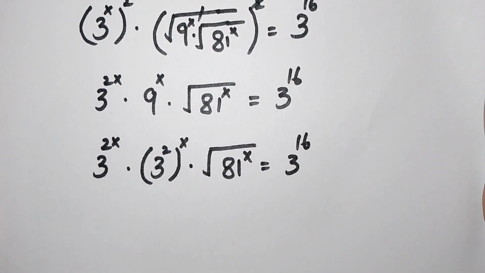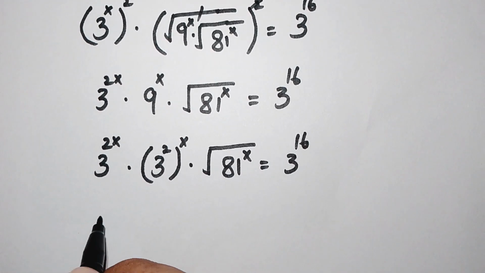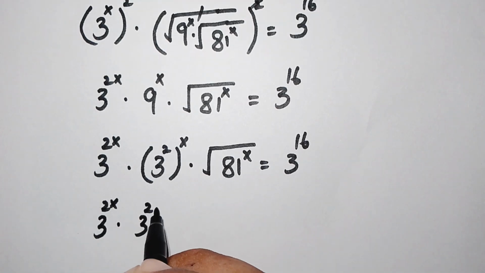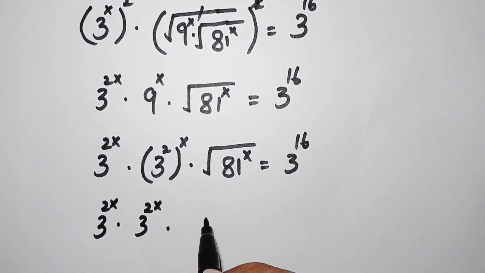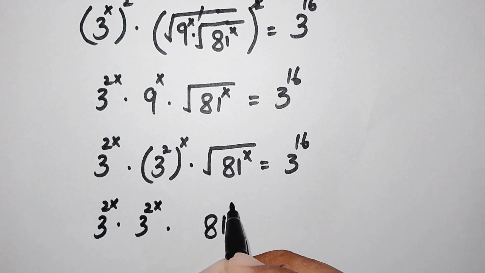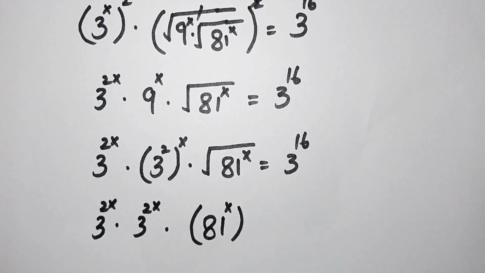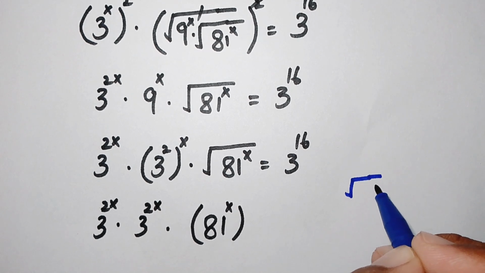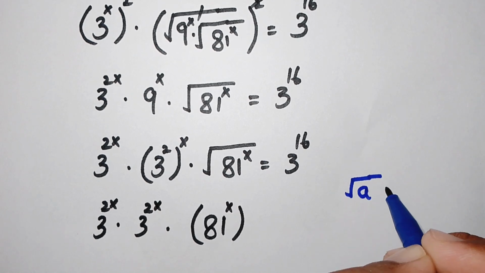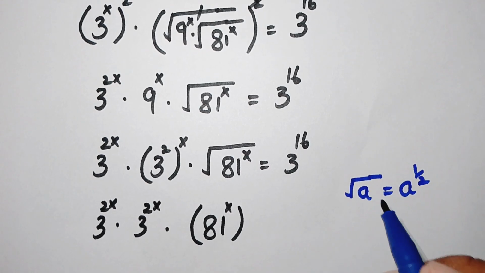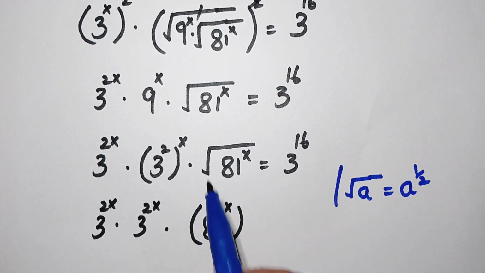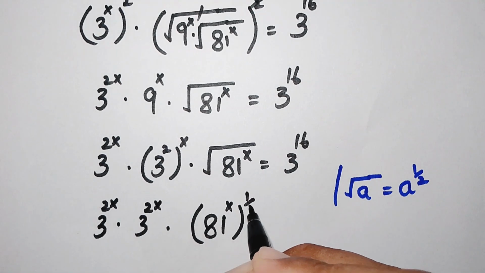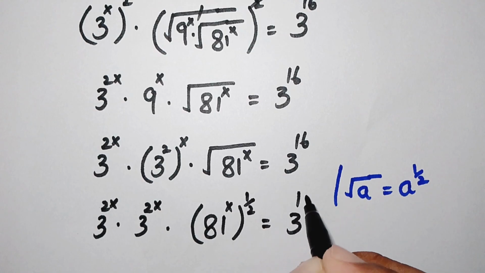Now in the next step, here 3 to the power of 2x times 3 to the power of 2x times 81 to the power of x. So here we know that this radical sign is a square root, for example, square root of a is equal to a to the power of 1 over 2. So here the value of this square root is 1 over 2. So here we have to replace this square root by 1 over 2. So here 1 over 2, which is equal to 3 to the power of 16.